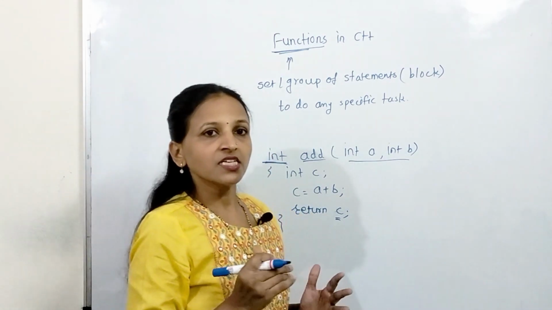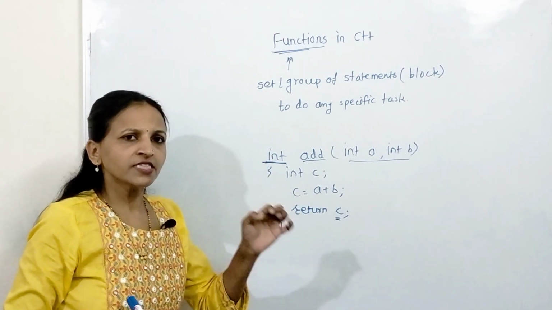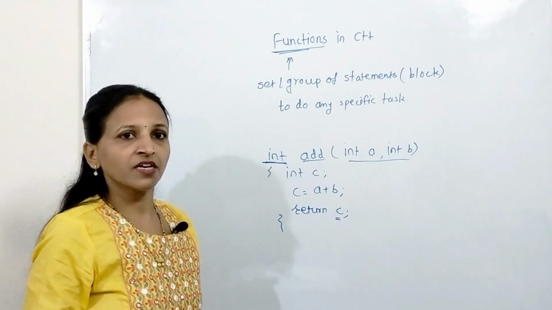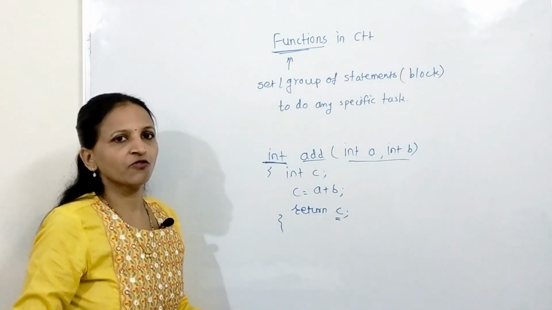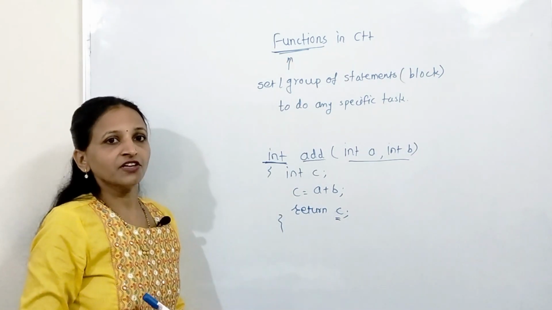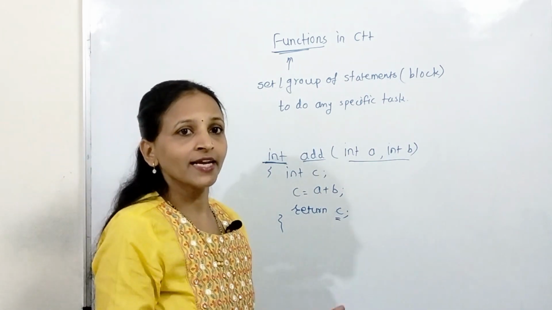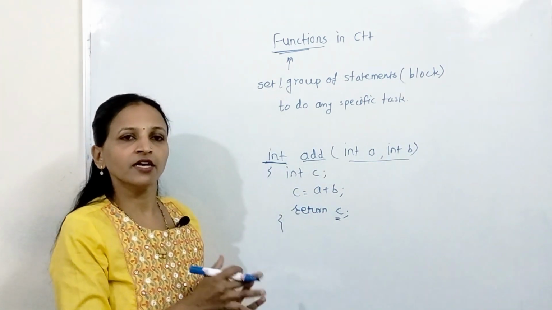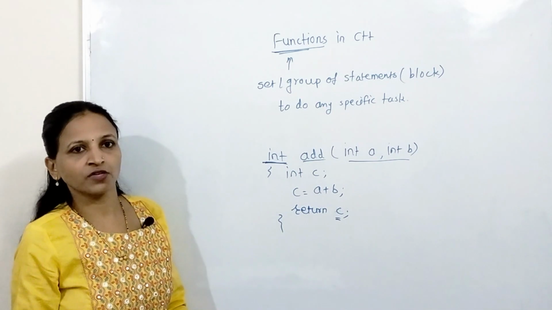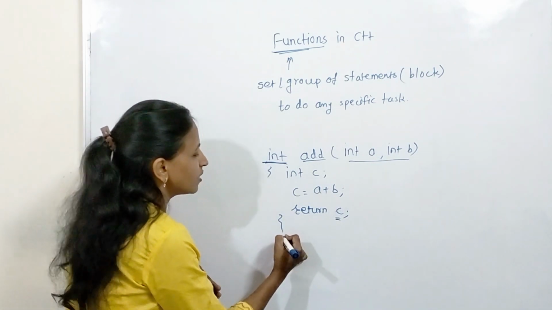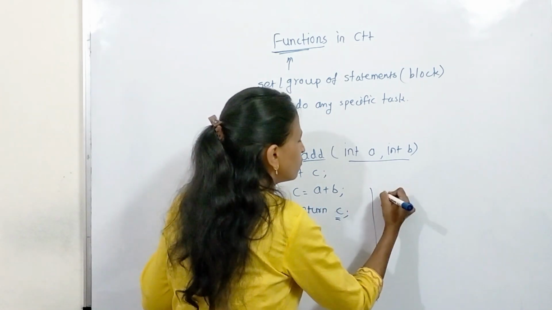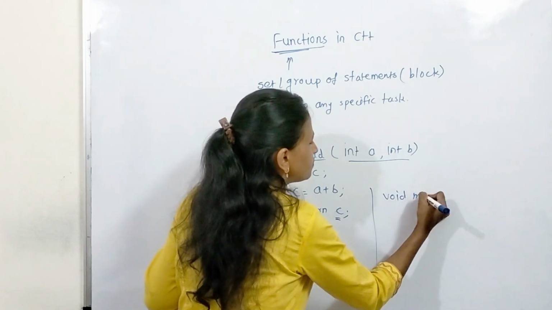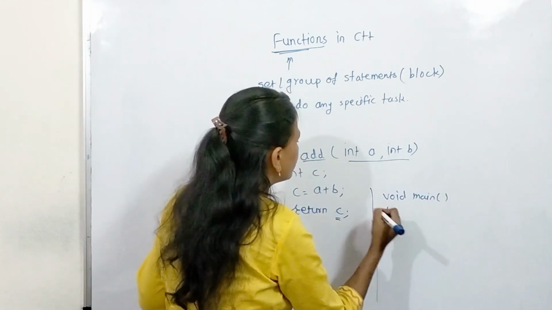How? See, in a C++ program, execution always starts with main and ends with main. Our program can have any number of functions, but all the functions should be called directly or indirectly through that main. Then only that function will get executed.